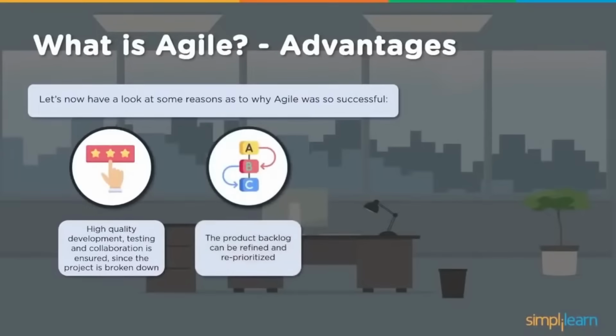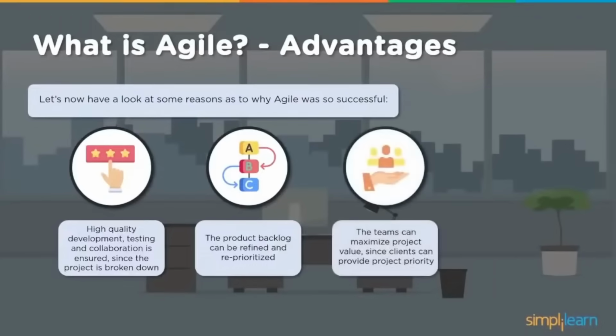Then the product backlog can be refined and reprioritized. Since we move iteration-wise, depending on the change scenario and changes in direction, we can keep reordering or reprioritizing our product backlog. What needs to be created first? If I have items 1, 2, 3, 4, 5, I can make it 3, 4, 1, 2, 5. Whenever a change needs to be executed, it is flexible and easy to do. Then teams can maximize project value since clients can provide project priority.